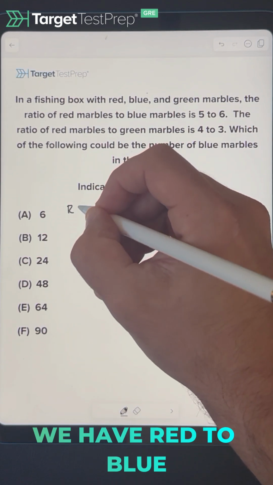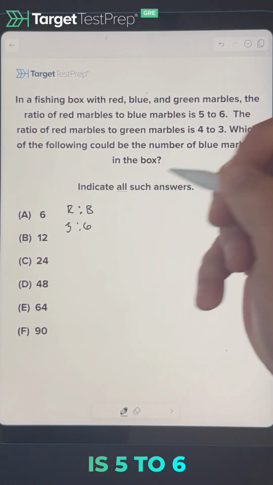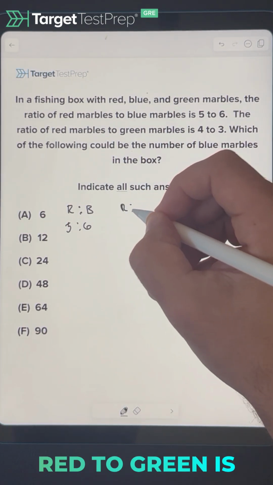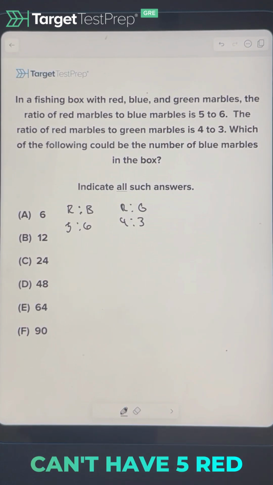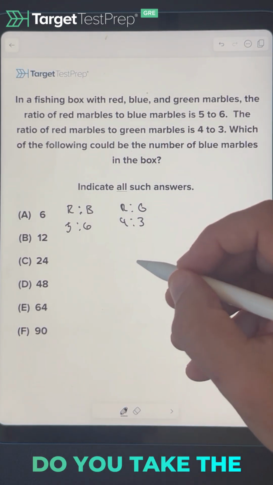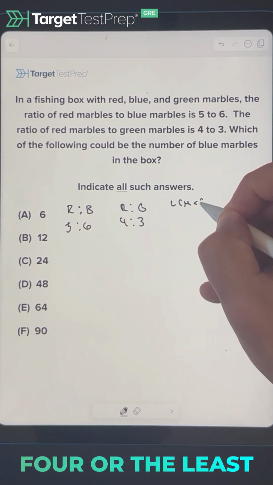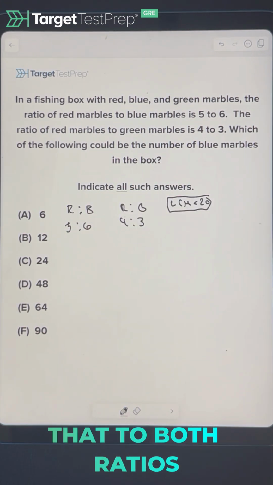We have red to blue is 5-6. We have ratio of red to green is 4-3. Now, here's the kicker. You can't have 5 red and 4 green in your ratio. Those actually have to be equal. So what do we do? You take the LCM of 5 and 4, or the least common multiple, which is 20. So now you apply that to both ratios.